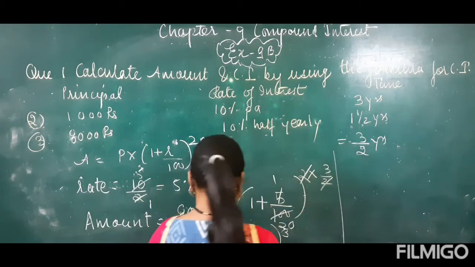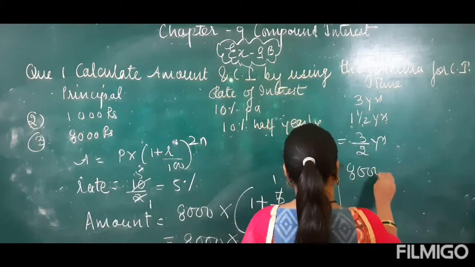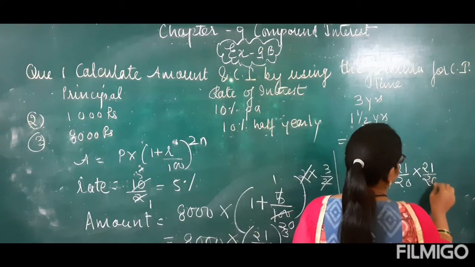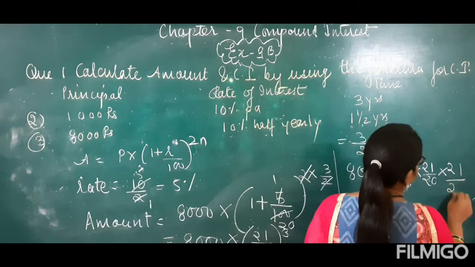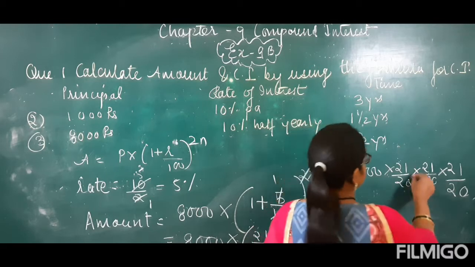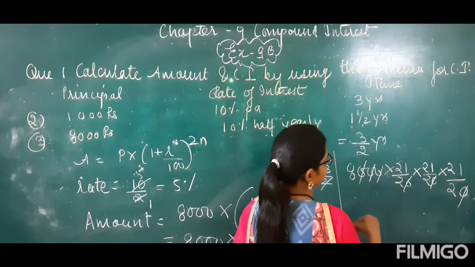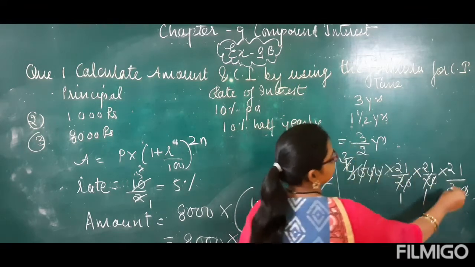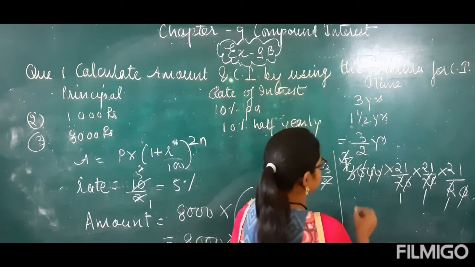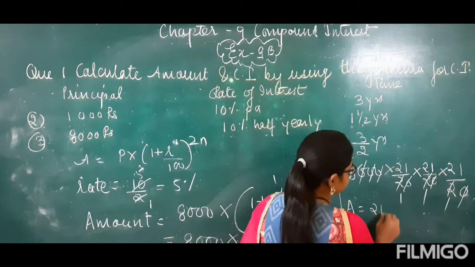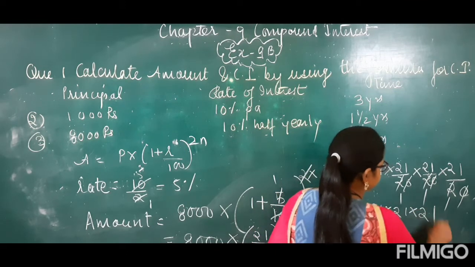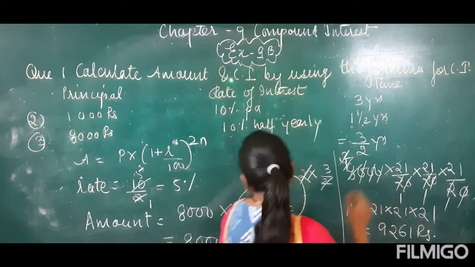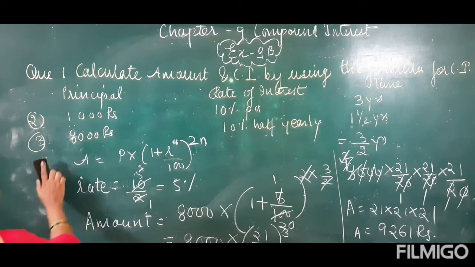From here you will get 8,000 into 21 upon 20 into 21 upon 20 into 21 upon 20. Cancel this. These 3 zeros get cancelled. 2 ones are 2, 2 fours are 8, again 2 ones are 2, 2 twos are 4, again 2 ones are 2. So on calculating, the amount here will be 21 into 21 into 21, which is 9261 rupees.